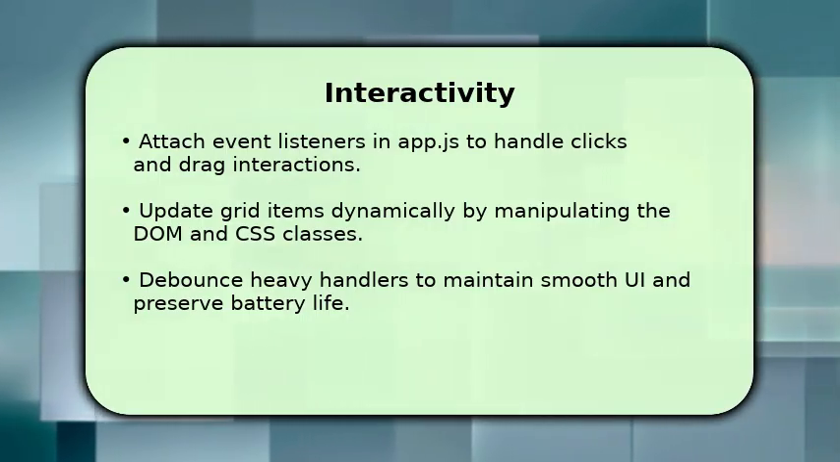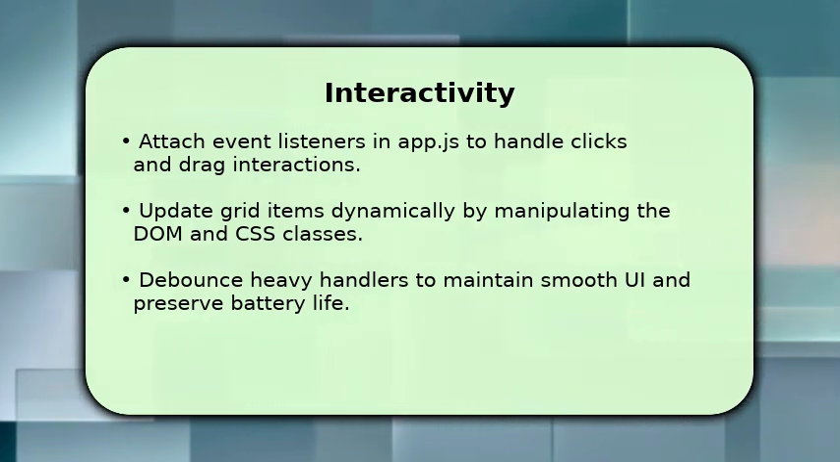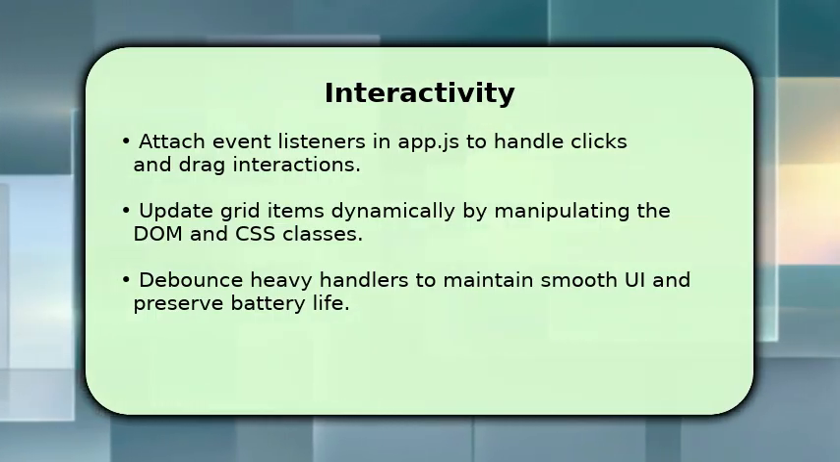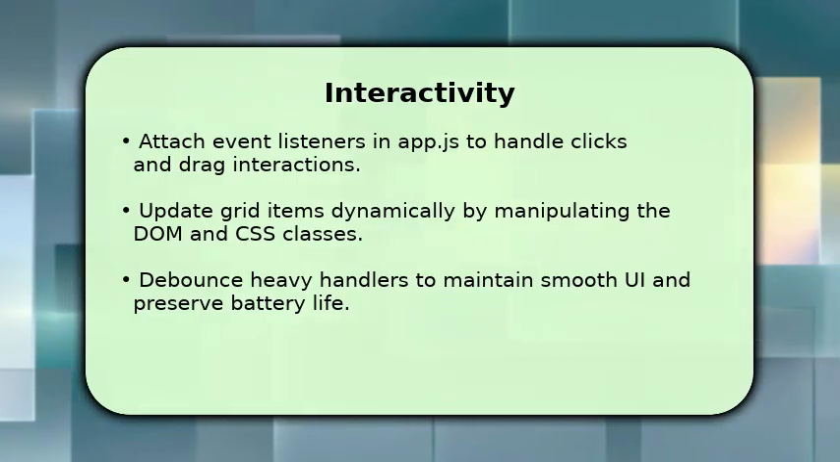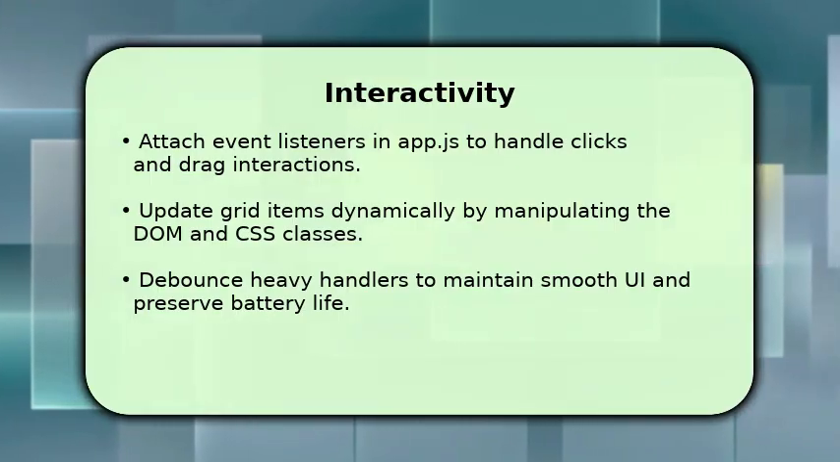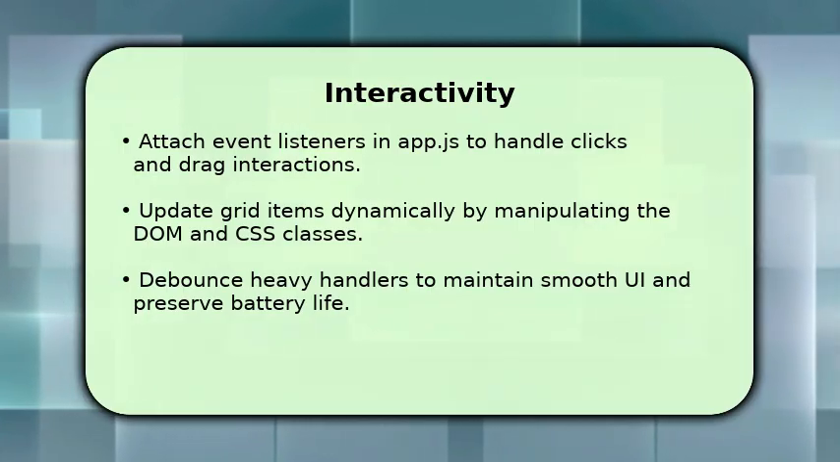Use class toggles to change styles and data attributes to store state. Modify the DOM efficiently with requestAnimationFrame and debounced handlers for expensive operations. Test keyboard accessibility and ARIA roles to ensure users can navigate with a keyboard or screen reader. Iterate on feedback to refine behavior and animations.